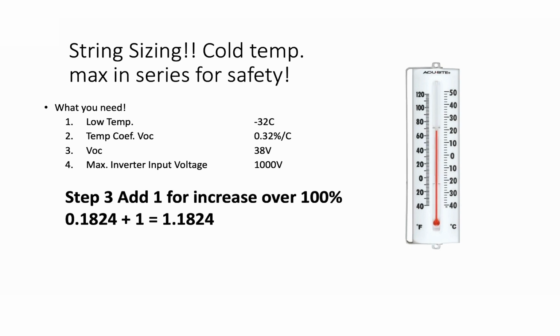And what I do here is I add 1 for a 100% increase over 18, because I want to figure out how much higher my voltage is getting, because it's getting colder than 25 degrees. So my voltage is going to go up. So I need a number greater than 1 to multiply by. So what I'm going to do for an 18% increase is I'm going to add 1 to 0.1824, and I get 1.1824. I can also call this my temperature correction factor.